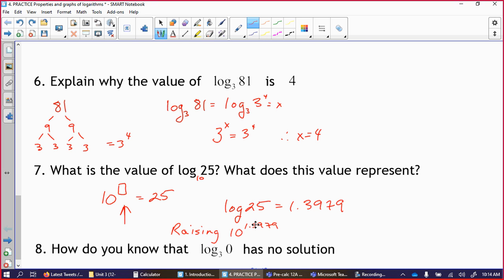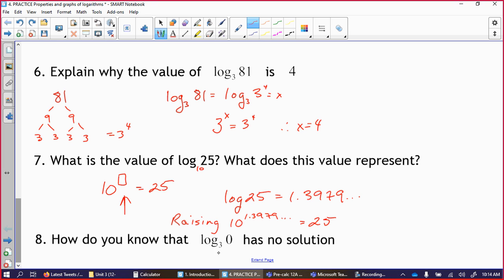It's the exponent you raise 10 to in order to get that number. So this decimal, which is going to go on for a while, should equal 25. And that's what a log represents. A log is fundamentally an exponent.